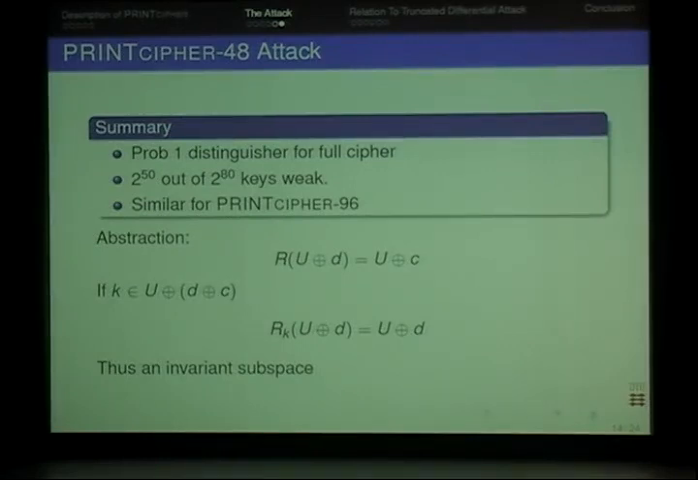And so to give a bit of an abstraction of this attack, what happens is that you have a round function where you can identify a subspace U and a constant D, so that this round function maps this subspace, or this coset of the subspace, to a different coset of the same subspace. And then if the key is such that it's in a certain coset again, then it follows that the round function, including a final XOR in this notation here, maps a coset of a certain subspace to itself. And this is exactly what happens for PrintCIPHER 48. And this is where the name comes from. Yeah? It's an invariant subspace.